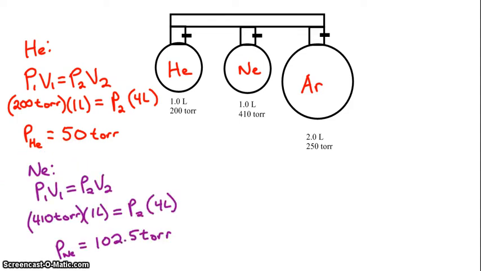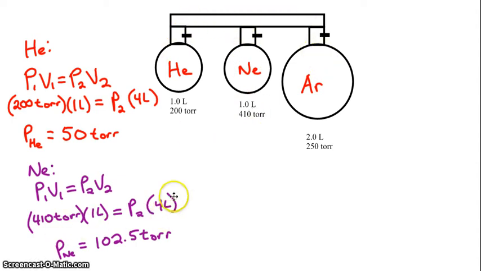Calculating the partial pressure of neon after the stopcock has been opened, again we're going to use Boyle's law. P1 times V1 equals P2 times V2. The initial pressure of the neon in the 1 liter flask is 410 torr. The volume of this flask is 1 liter. Once the stopcock is opened, the neon will escape or diffuse out of this flask and into the other 2.